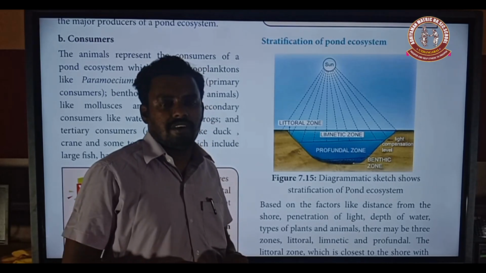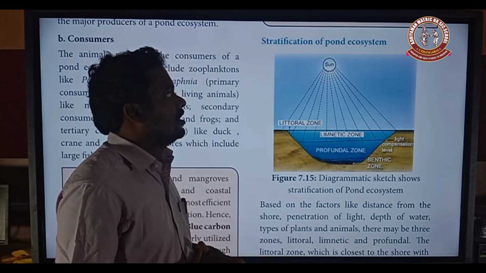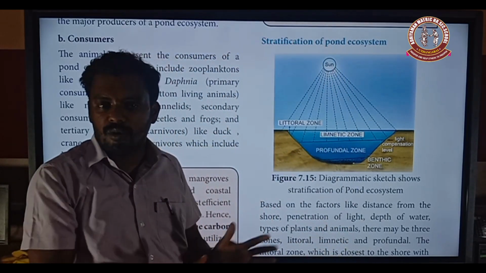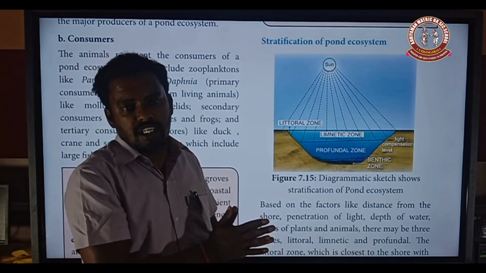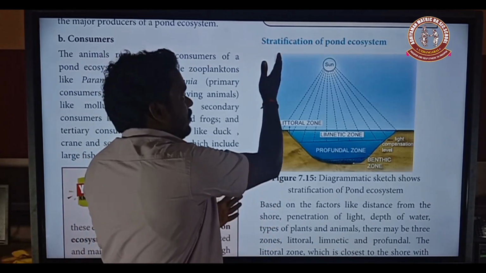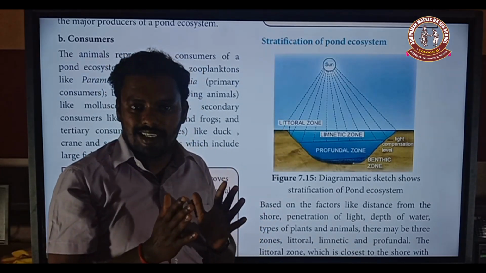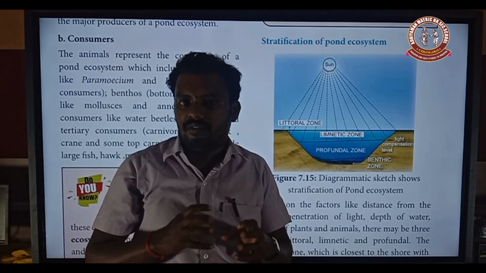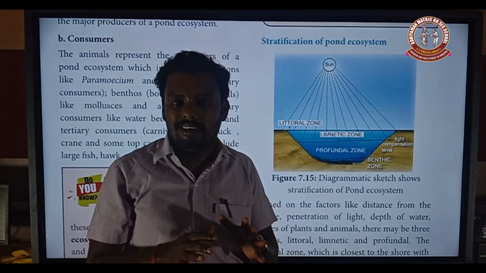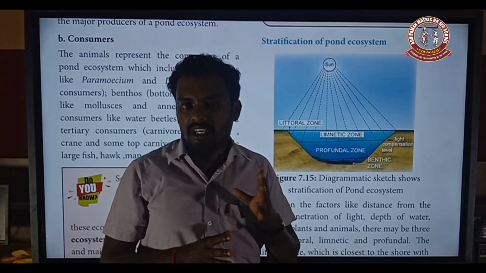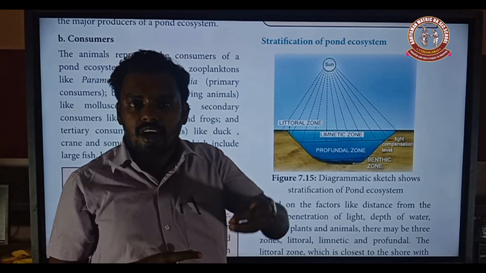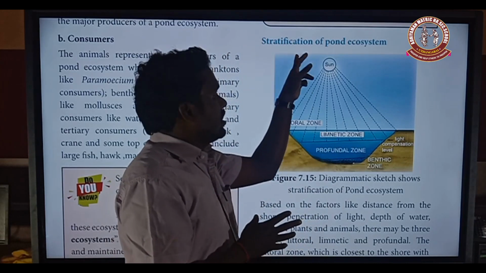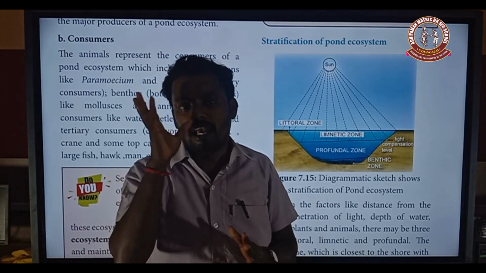But today the new topic is stratification of pond ecosystem. Today we will discuss this topic. So first, what is stratification? Stratification means, simplified, the different types of layers present in the ecosystem. Generally an ecosystem is covered by different types of layers. So in simple terms, stratification means zones or layers.